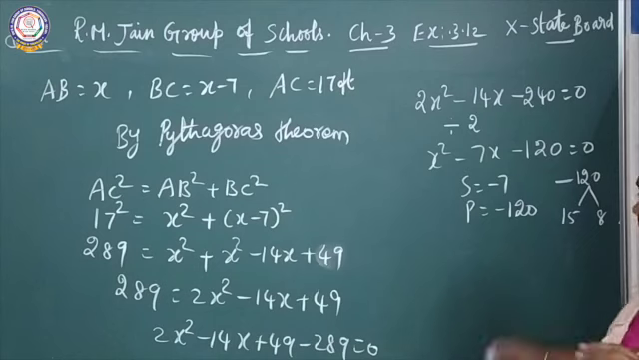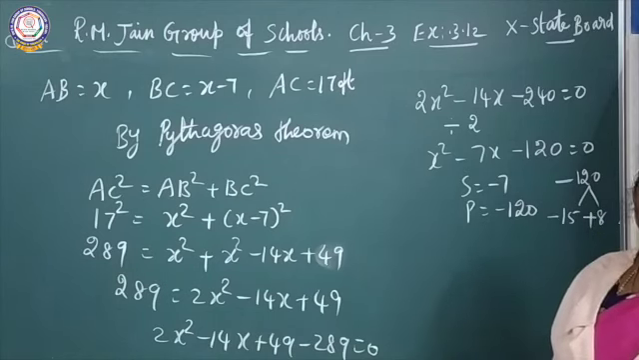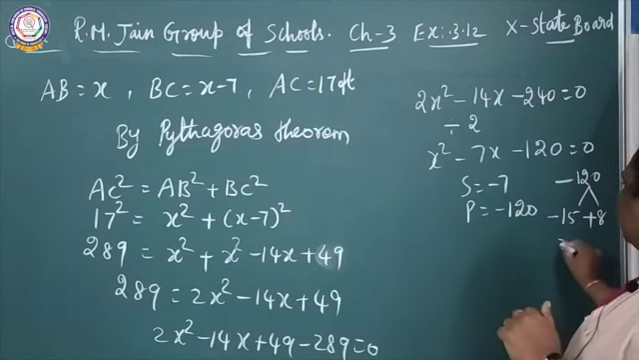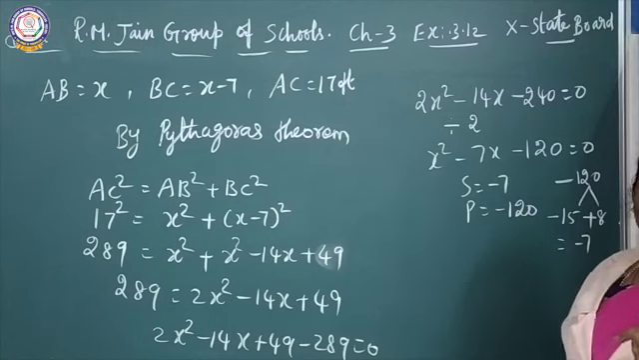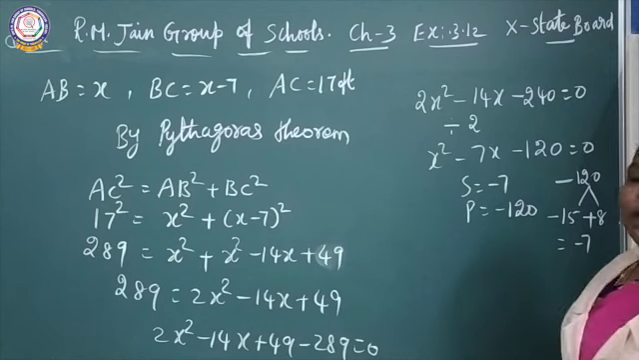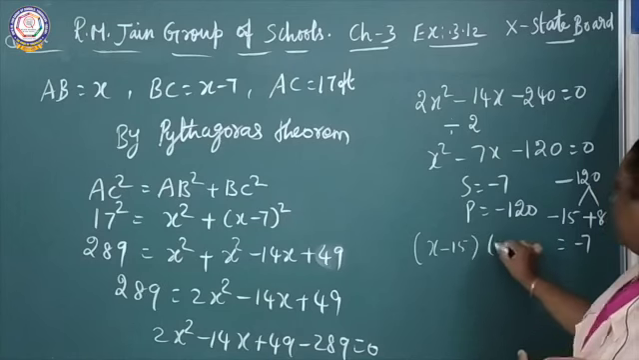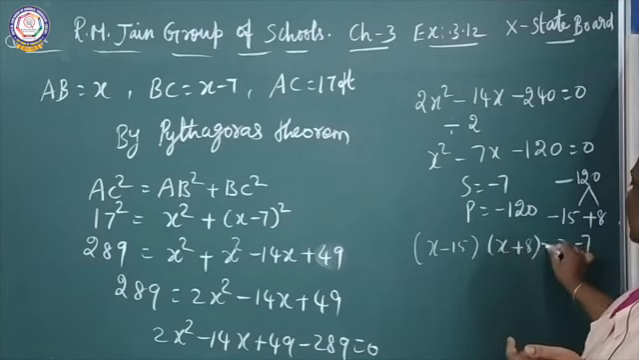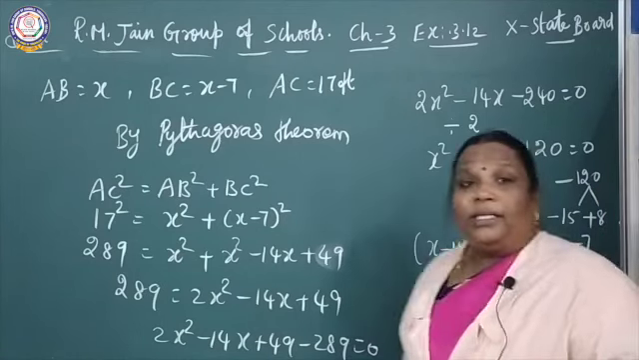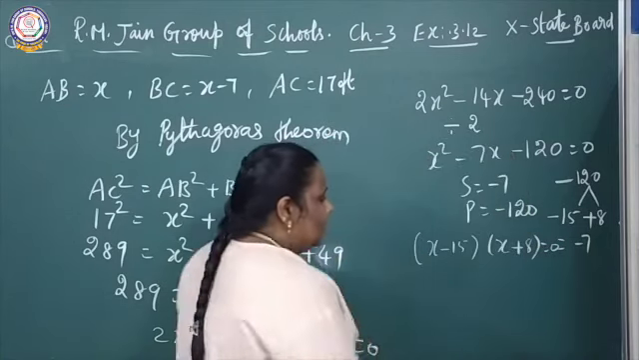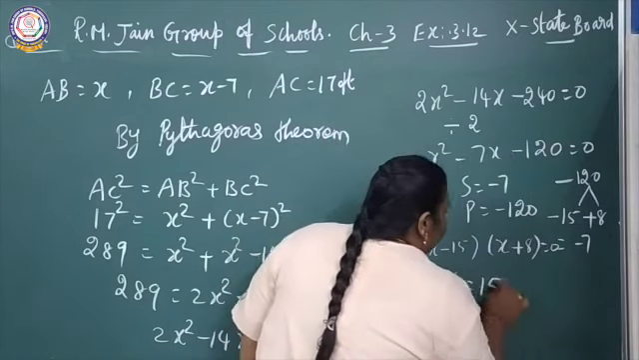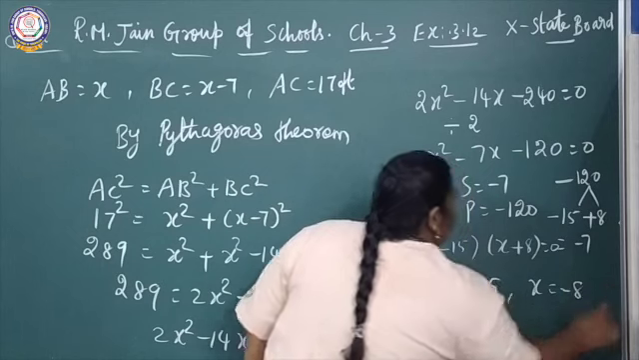Is it clear? See, minus 15 plus 8. What is the value you are getting? Minus 7. Minus 15 into 8 is minus 120. So x minus 15, x plus 8 equal to 0. What is the answer? We will get it. See here, x equal to 15, x equal to minus 8.